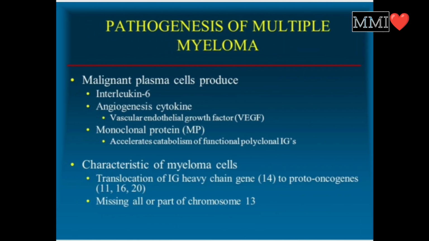Malignant plasma cells produce interleukin 6 and it also causes vascular endothelial growth factor, because of which there is angiogenesis, and the monoclonal protein accelerates the catabolism of functional polyclonal immunoglobulins. Characteristics of myeloma cells are translocation of the immunoglobulin heavy chain gene on chromosome 14 to the proto-oncogenes interleukin 11, 16 and 20, and missing of all or part of chromosome 13. Light chain immunoglobulins produce orange.